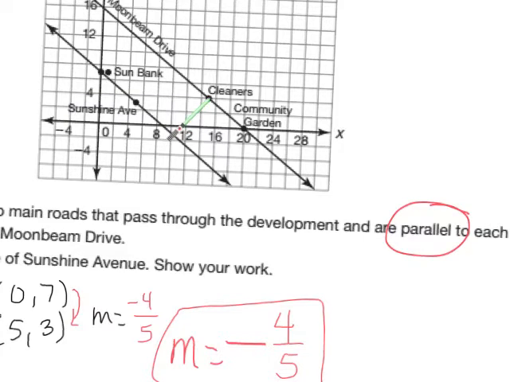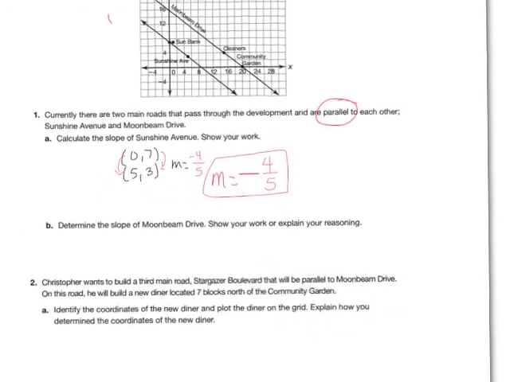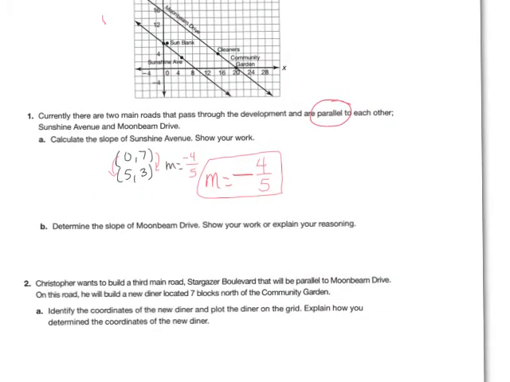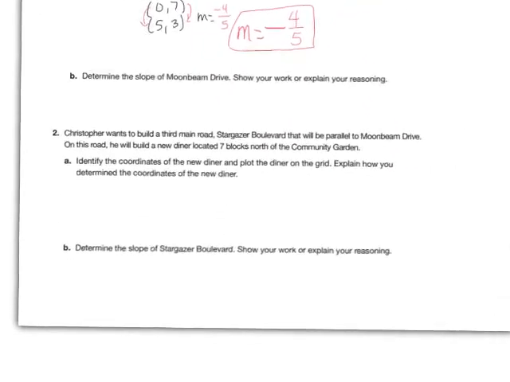Here's the cleaners. Looks like it's at 15, 4. And then the community garden is at 20, 0. So this has to drop down 4 and go over 5 steps, just like we said it was going to down here. Okay, so go ahead and do the points here, just like we did on A, and you should have also negative 4/5. All right, number 2.